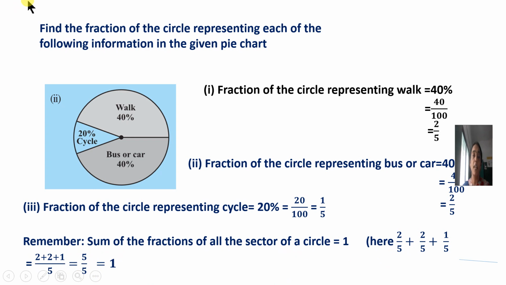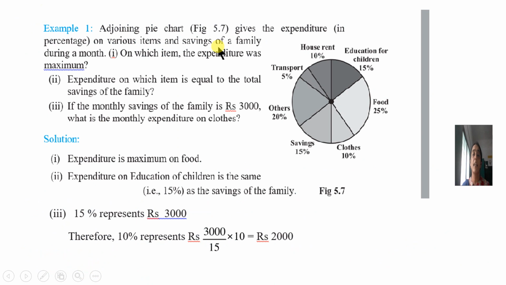Now we will take one example from your textbook. That is example 1. The adjoining pie chart gives the expenditure in percentage: 15%, 25%, 10%, 15%, 20% and 5% on the various items and savings of the family during a month.